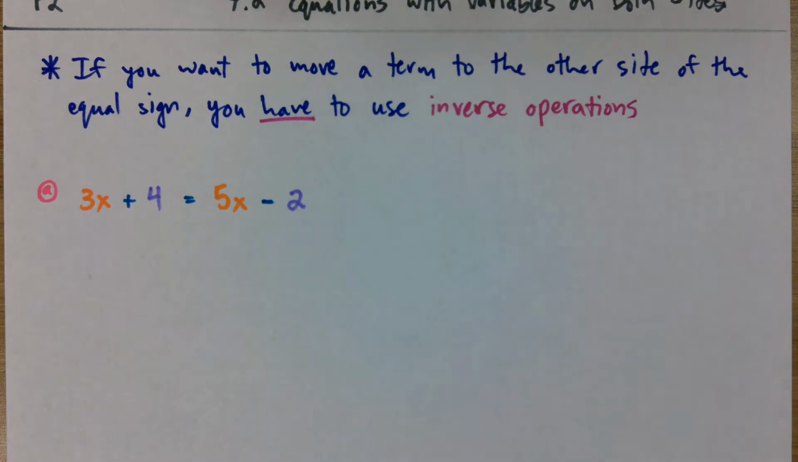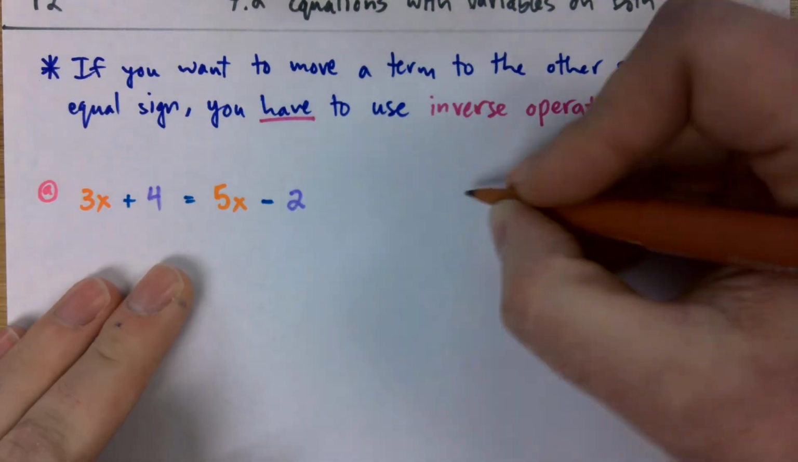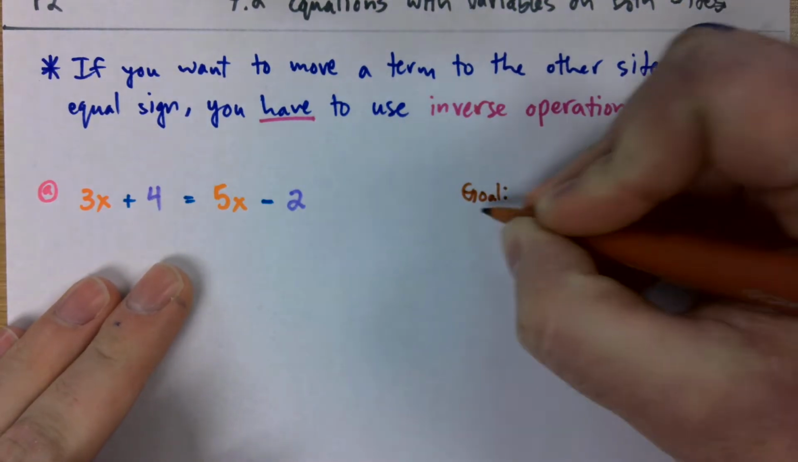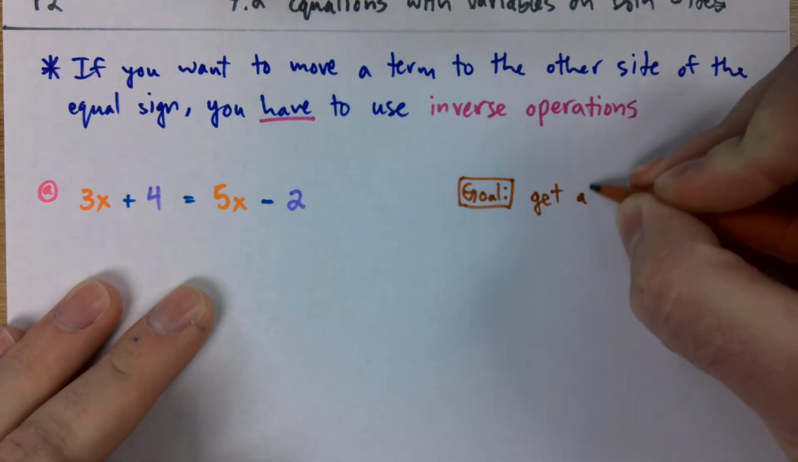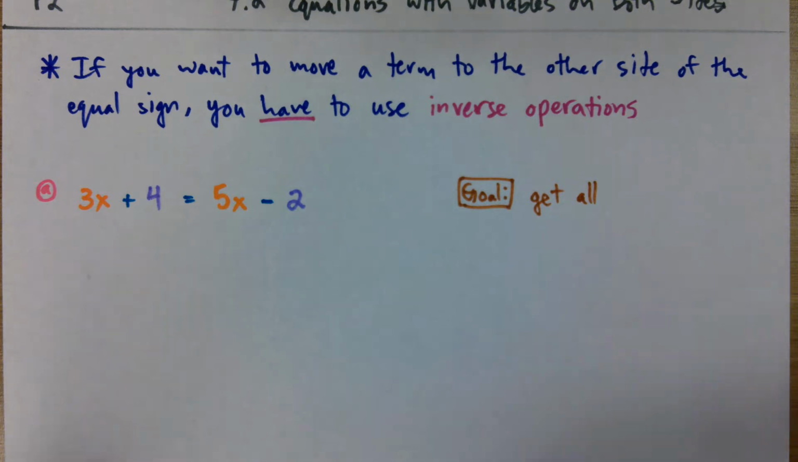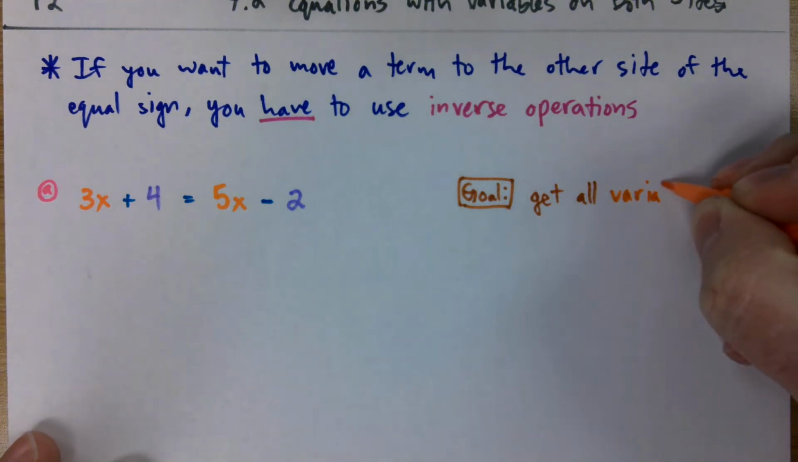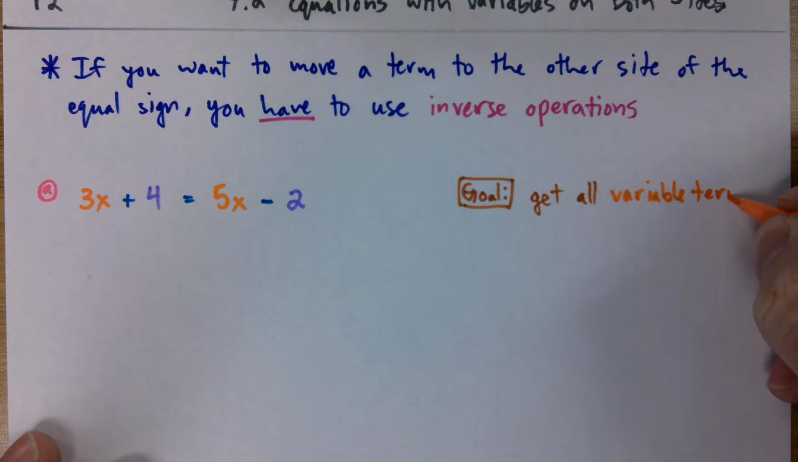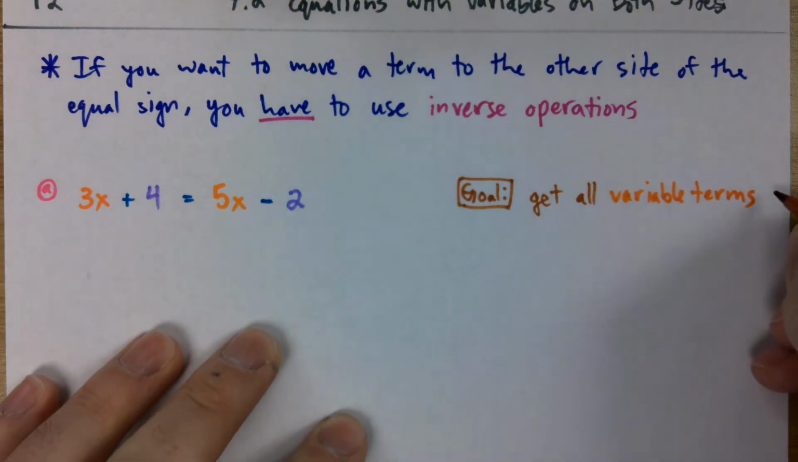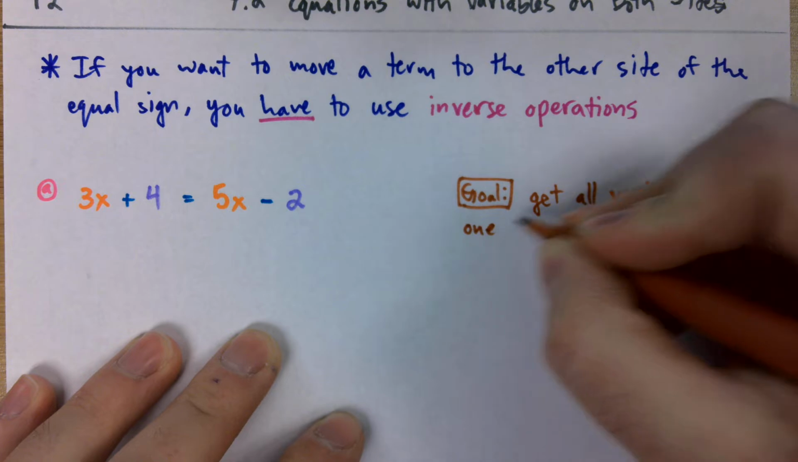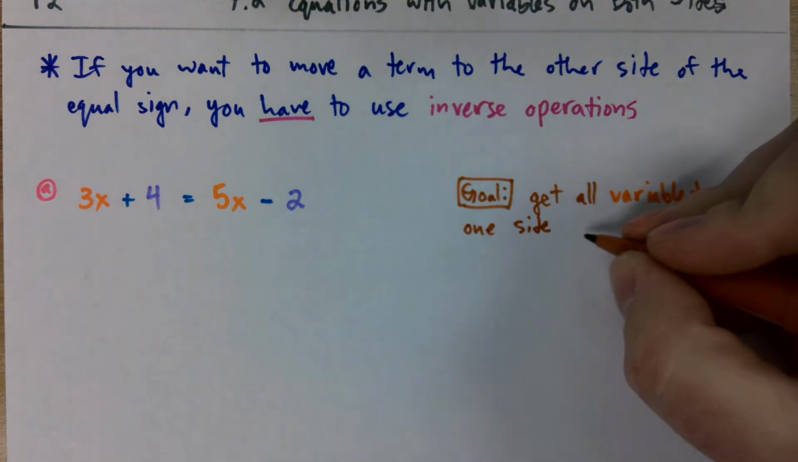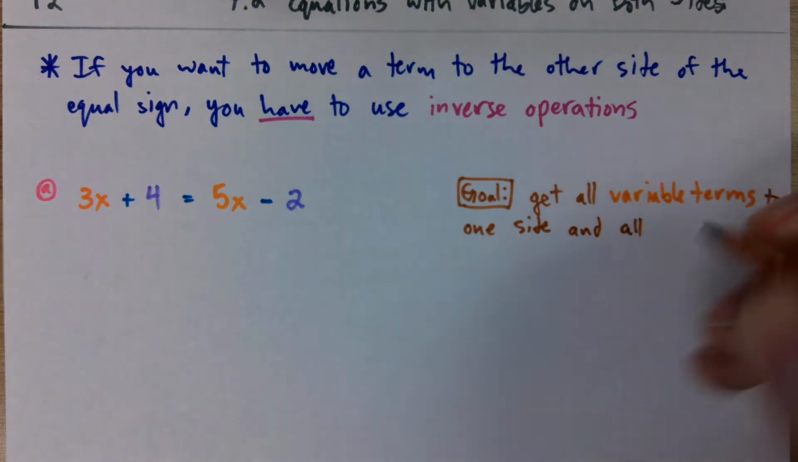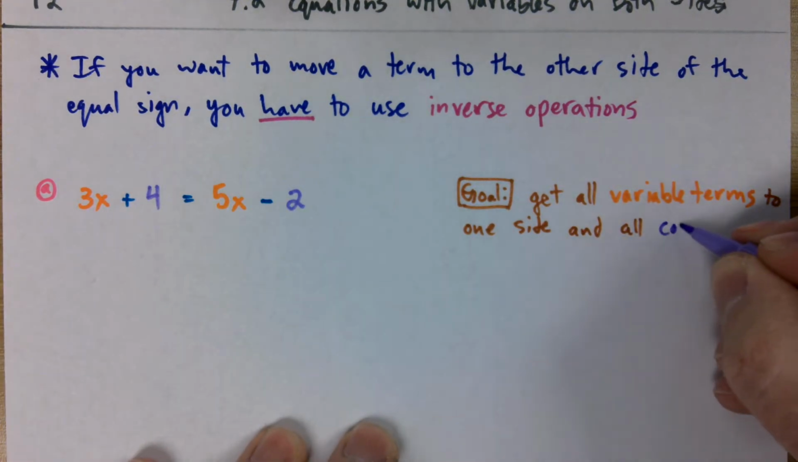So what we want to do here, and we could just write this off to the side, is say that our goal here is to get all of our variable terms to one side and all constant terms to the other side.